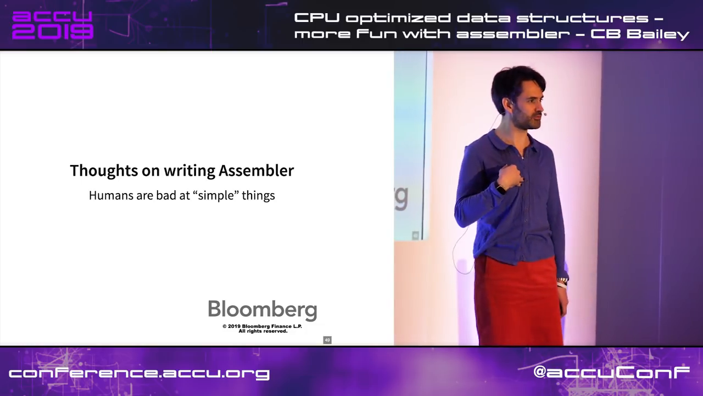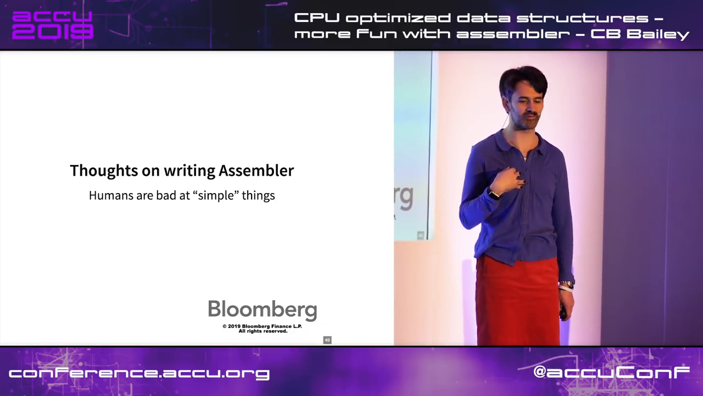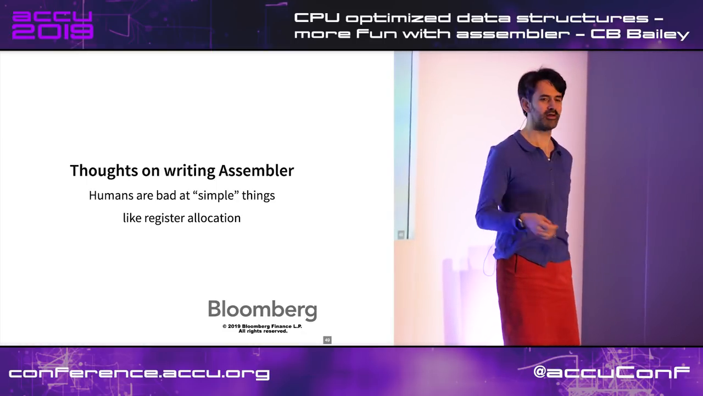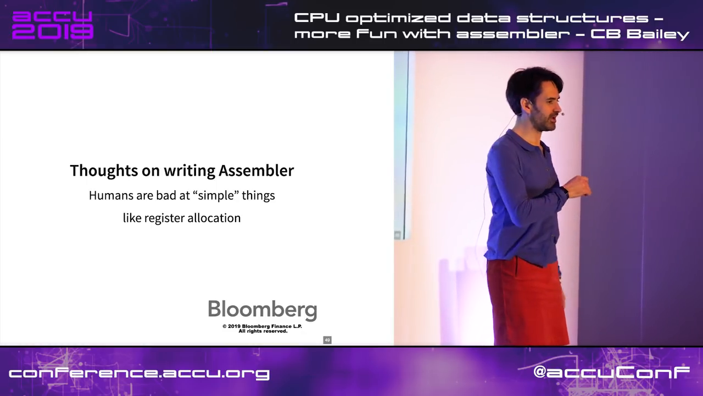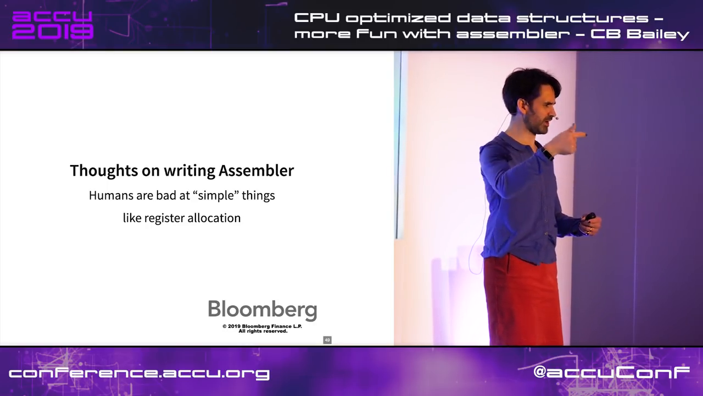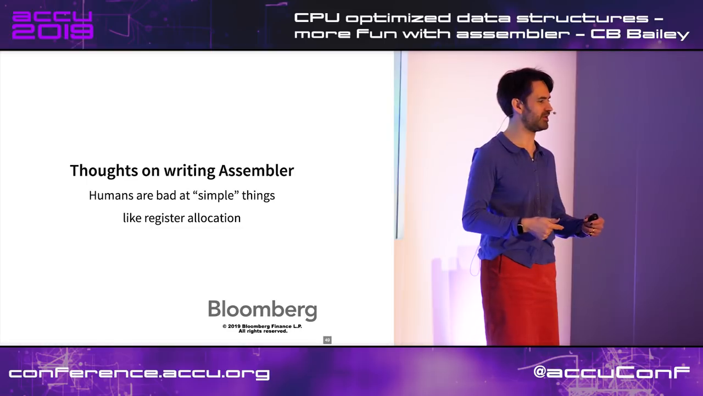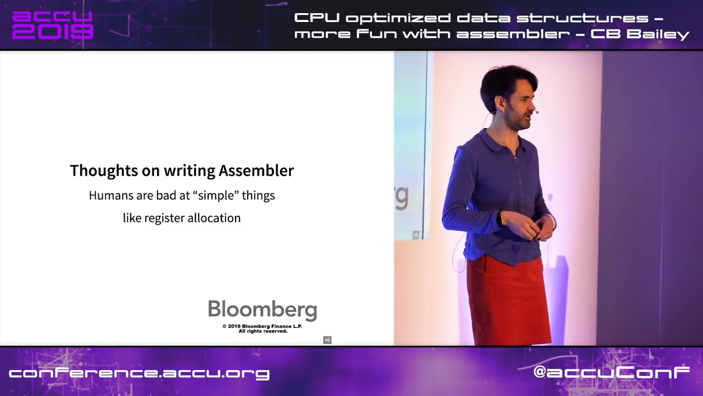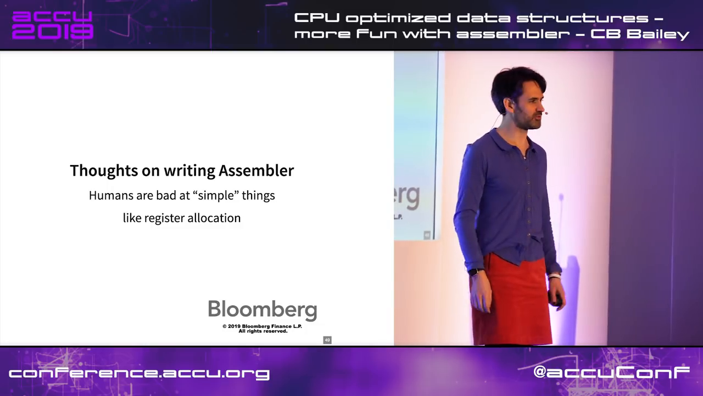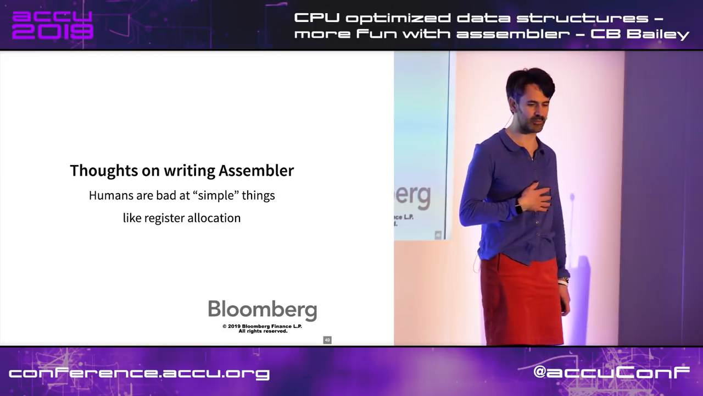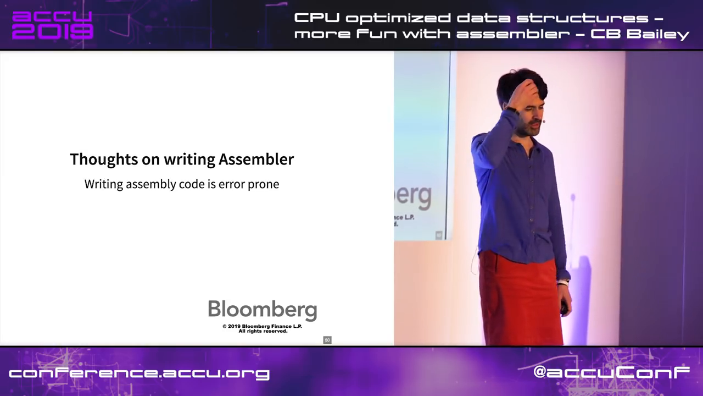Humans, well, at least this human, is really bad at the simple, boring stuff, like register allocation. I put stuff in EDX. Have I used EDX before? Have I used EDX, and it also happens to contain a useful value I might need later? Well, let's use a different register, and then I don't have to store it in memory and get it back again. It turns out it's really tricky, and I feel like there's so much suboptimal stuff in my assembler.